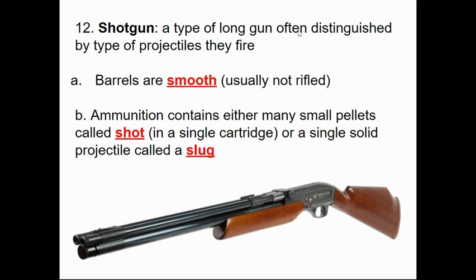A shotgun is a type of long gun, and we normally talk about them based on what they're firing, which is a little bit different way of thinking about it. The barrels are normally smooth, so they're normally not rifled, but there are shotguns that do have rifling. So again, we can't be all black and white about it. Ammunition can typically contain many small pellets, which are called shot, and those can be different sizes, but they're contained within a single cartridge. Or you could have a single solid projectile, and in that case, it's usually called a slug.